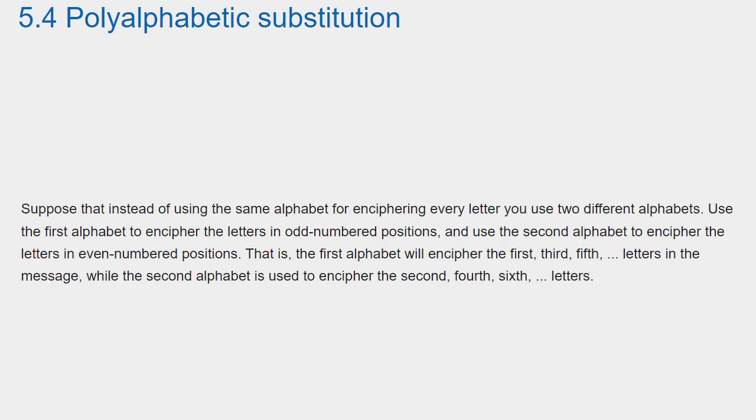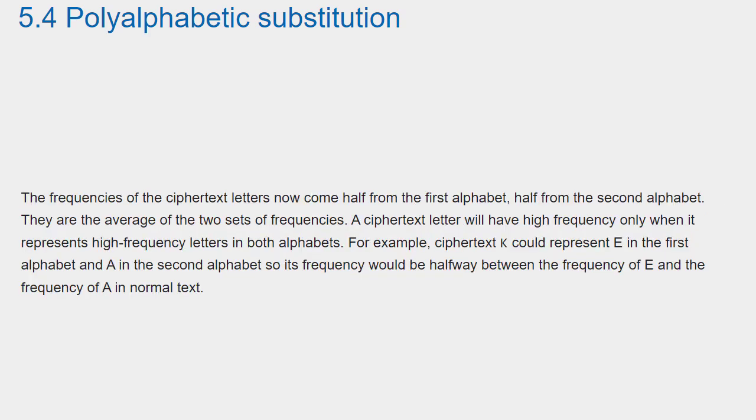Suppose that instead of using the same alphabet for enciphering every letter, you use two different alphabets. Use the first alphabet to encipher the letters in odd-numbered positions, and use the second alphabet to encipher the letters in even-numbered positions. That is, the first alphabet will encipher the first, third, fifth letters in the message, while the second alphabet is used to encipher the second, fourth, sixth letters. The frequencies of the ciphertext letters now come half from the first alphabet, half from the second alphabet. They are the average of the two sets of frequencies.